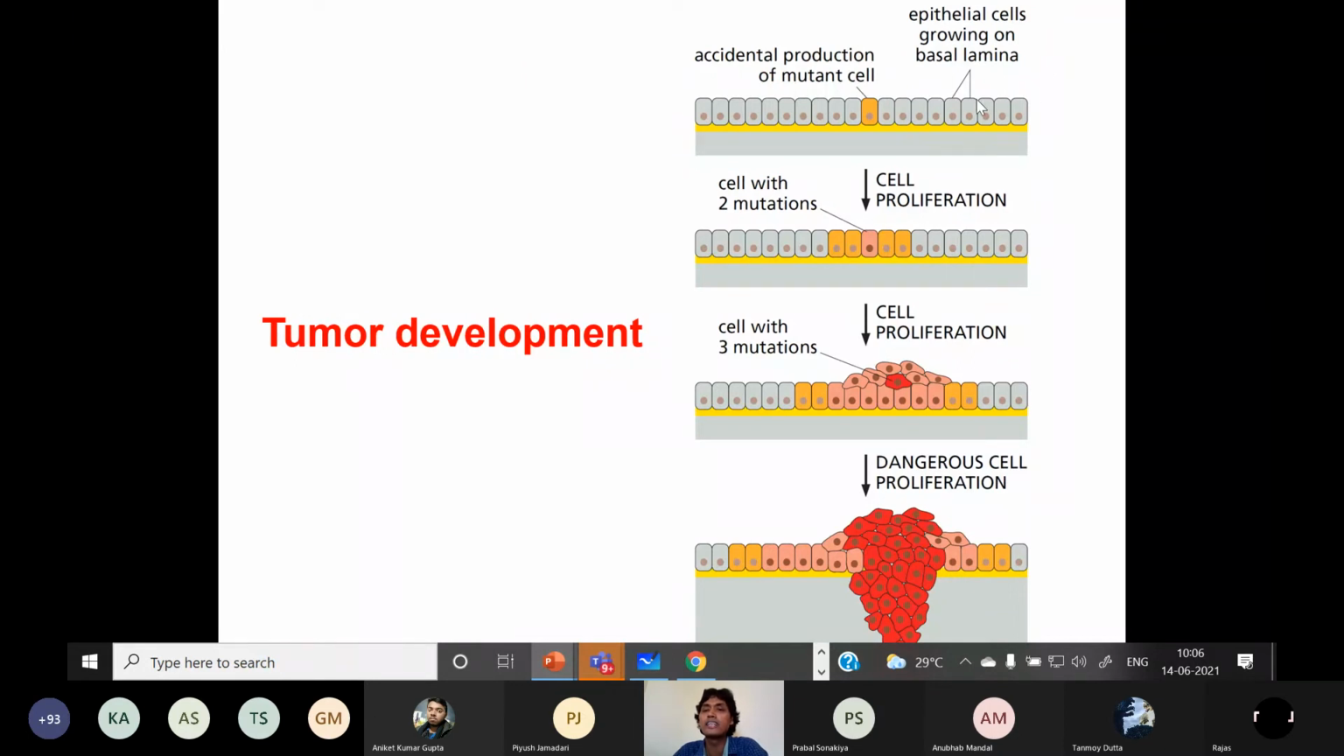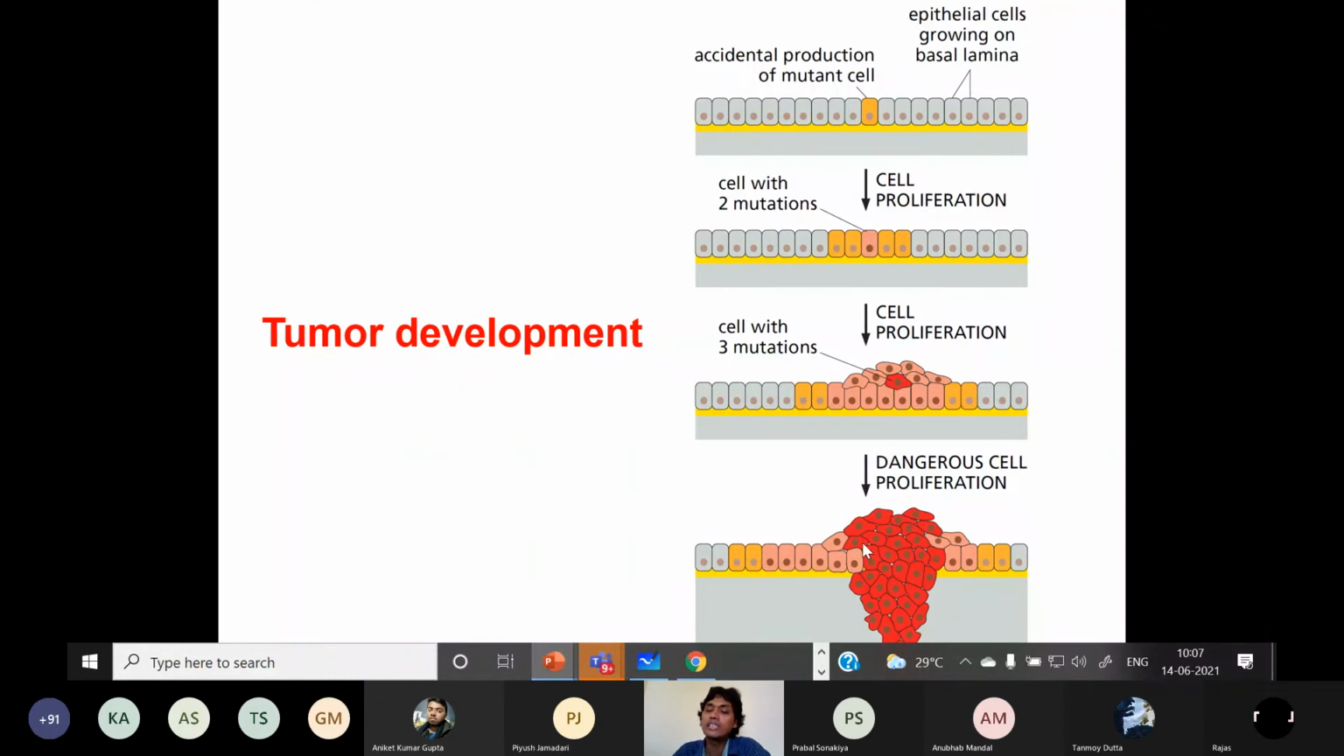Say for example, this is some epithelial cell, that means some skin cells or some layer surrounding an organ like kidney or liver or anything like that. So when cell proliferation happens, because of some replication error, some mutation happens. And that mutation is neither rectified, nor are the different cell division checkpoints controlling the cell. So as a result, the cell gets proliferated again, and you will have more and more wrong cells here.